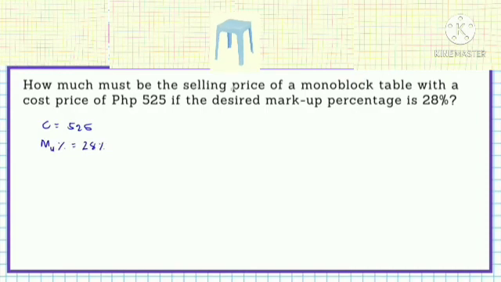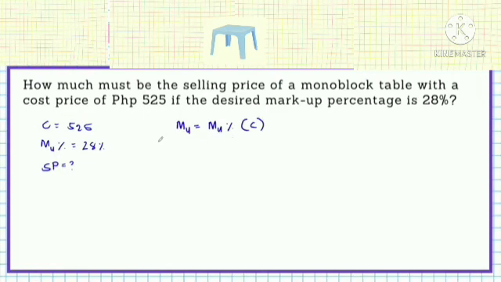So here we are to find the selling price of our monoblock table. Okay, so now that we know what is given in the problem as well as what is missing in the problem, let us try to determine what formula we have to use. Since we are given the cost price and the markup percentage, we can use the formula: markup is equal to the markup percentage multiplied by the cost.